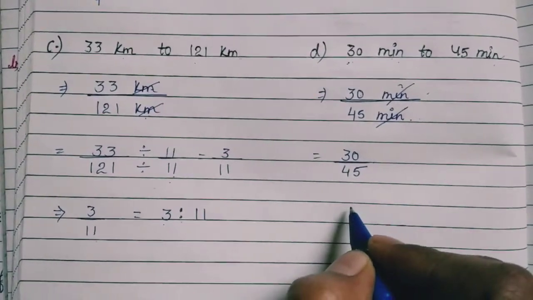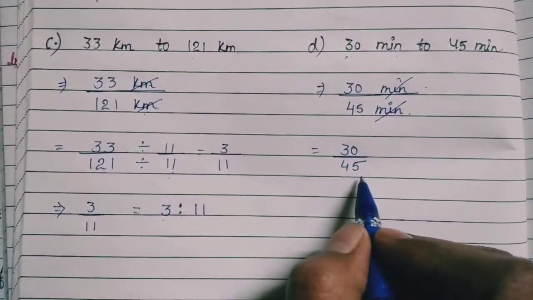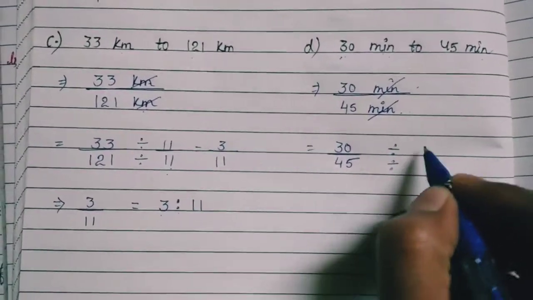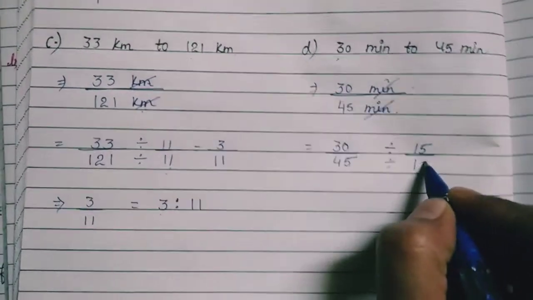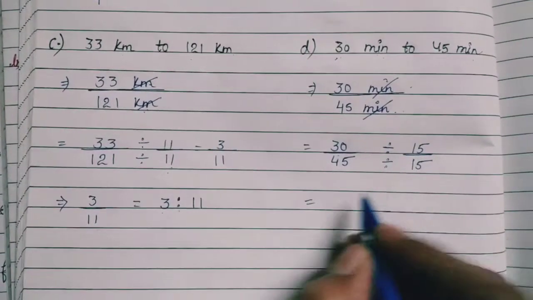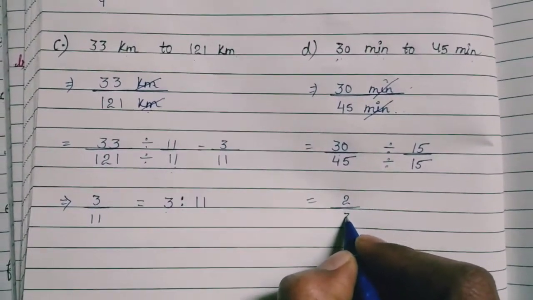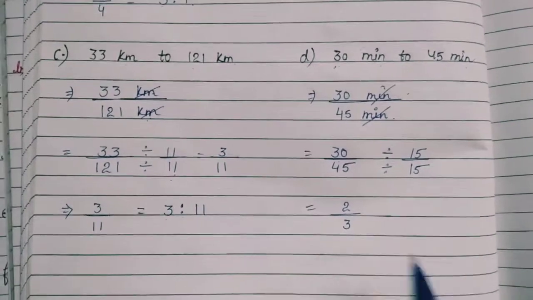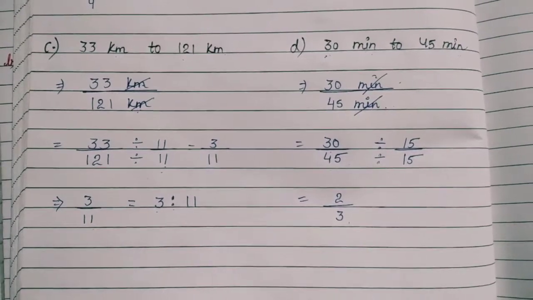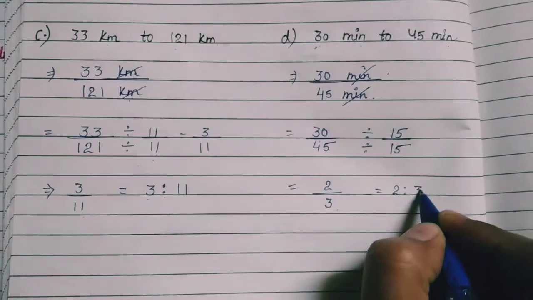You can simply see they have common factors 3, 5, 15. So directly we are reducing them by the table of 15. When we divide 30 by 15, we will get 2, and when we divide 45 by 15, we get 3. Now 2 and 3 have only one common factor, which is 1. So this is our answer, which can be written in the form 2:3.